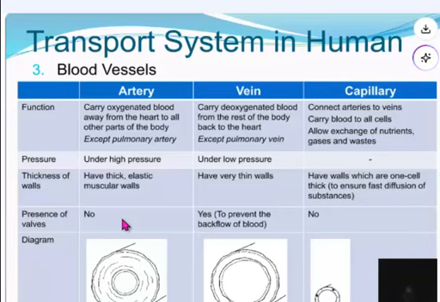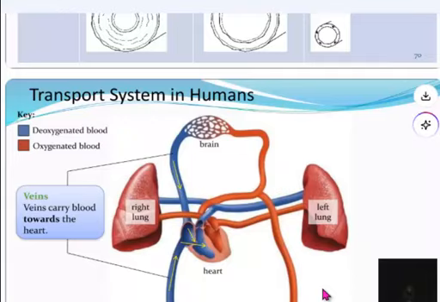Then presence of valve. Artery has no valve. Vein has valve to prevent the backflow of blood, so that it will not be able to go back. Capillary has no valve. And this is the diagram. This is the artery. This is the vein, and this is the capillary.